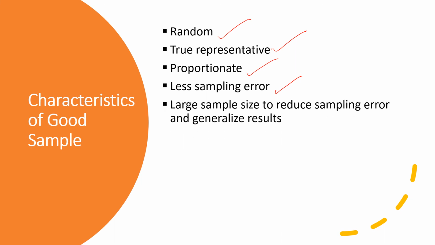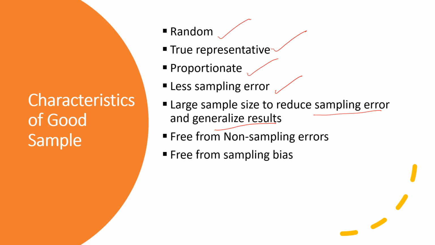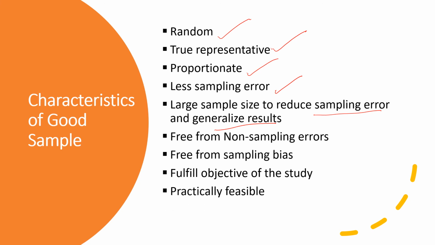For that, the sample size should be large to reduce sampling error and generalize results. It should be free from non-sampling errors and sampling bias. It should fulfill the objectives of the study. It should be practically feasible and economical in terms of cost and time. At last, I can say we should use probability sampling methods as far as possible. If probability sampling methods are not possible to use in your study, then go for non-probability sampling methods.